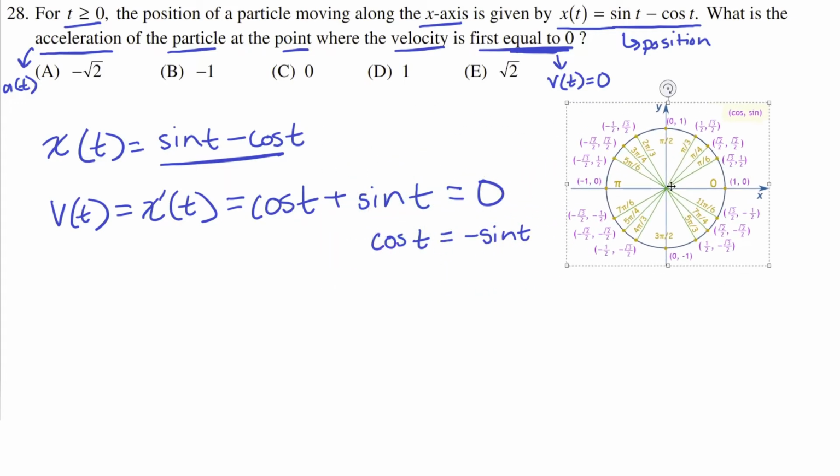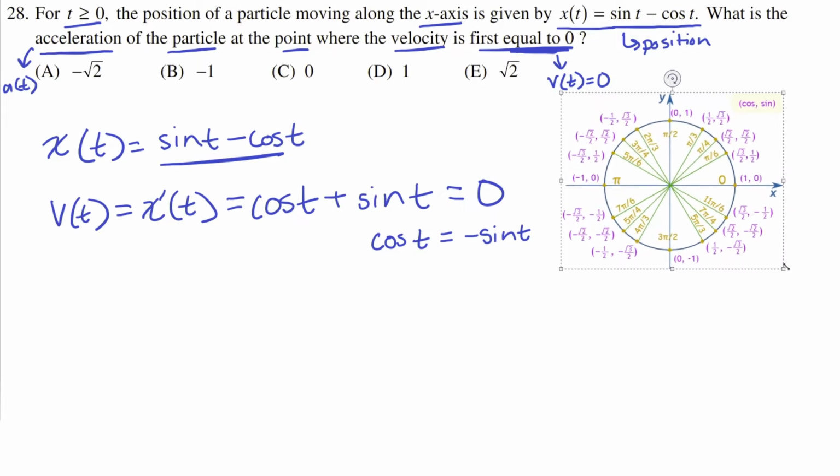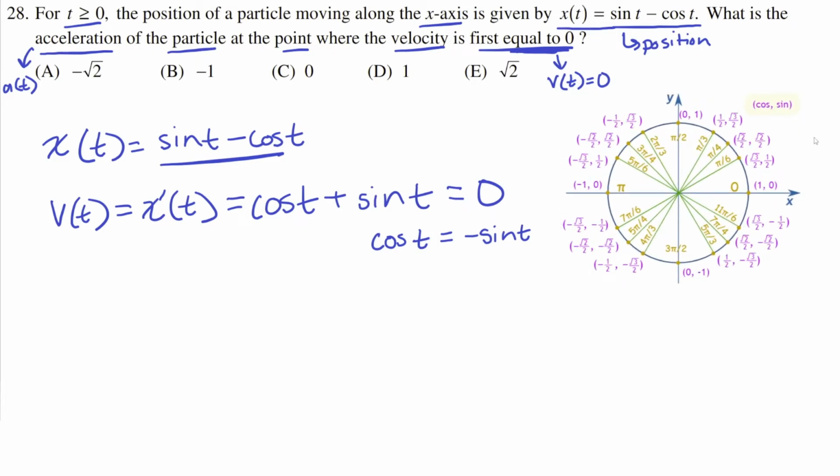So I have this unit circle here. You won't have the unit circle on the test, because you'll have to memorize this, but we'll just use this as a reference for now. Normally you just memorize this, but cosine t is the x value and sine t is the y value in the unit circle. And the first instance where cosine t equals negative sine t, starting from 0, is at a t value of 3 pi by 4.